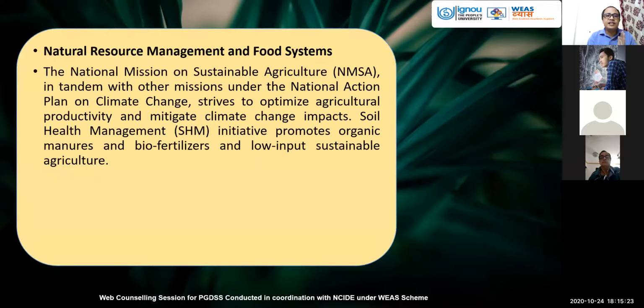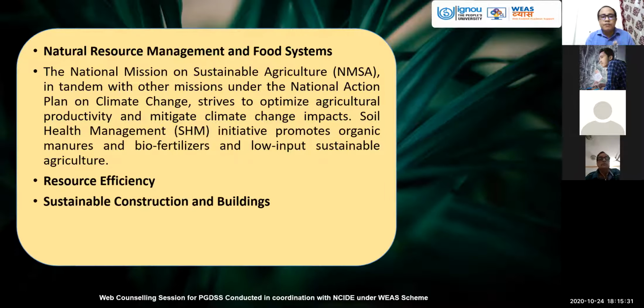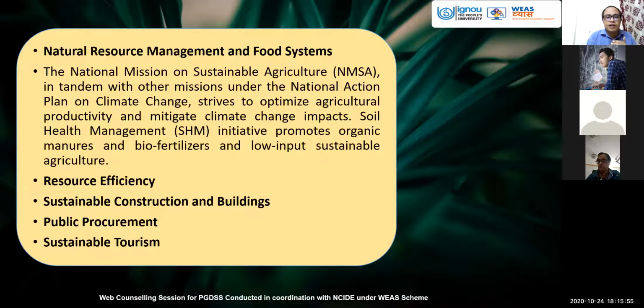To achieve this, we have natural resource management and food system, the national mission on sustainable agriculture. Then we have soil health management. Then to improve resource efficiency, we have the BEE star system, which means effective, efficient use of renewable energy appliances. Then we have sustainable construction and building. We have green rating of buildings, public procurement also, and very clean. Nowadays we are using the e-procurement system.